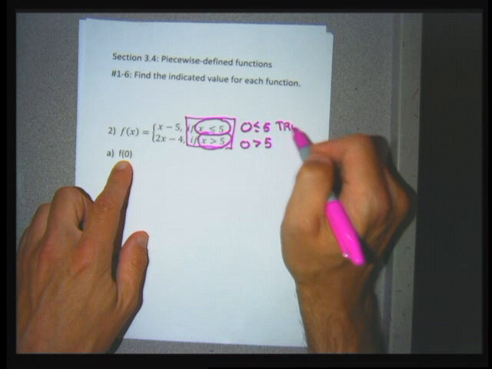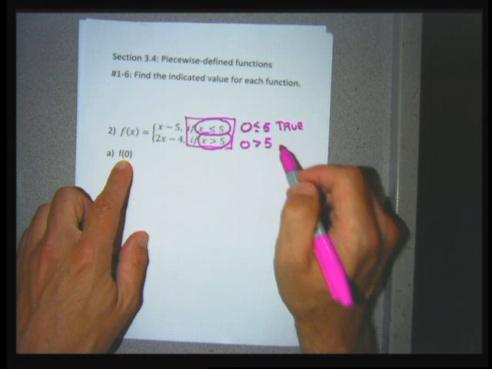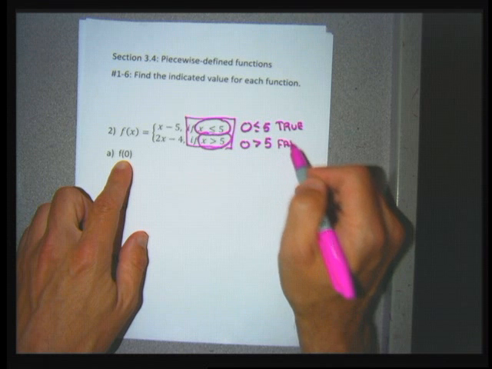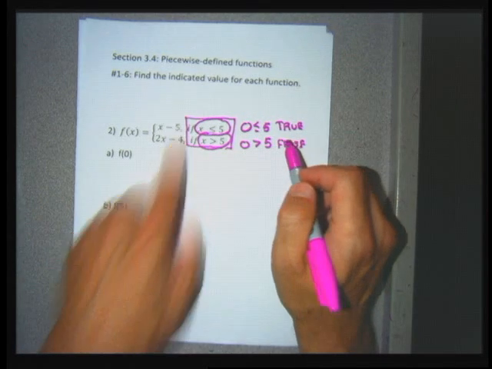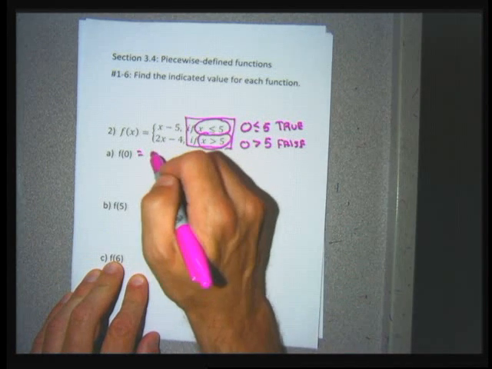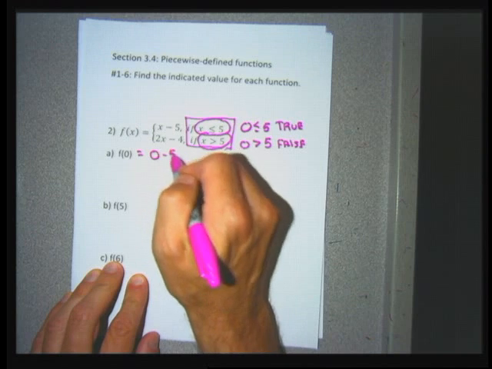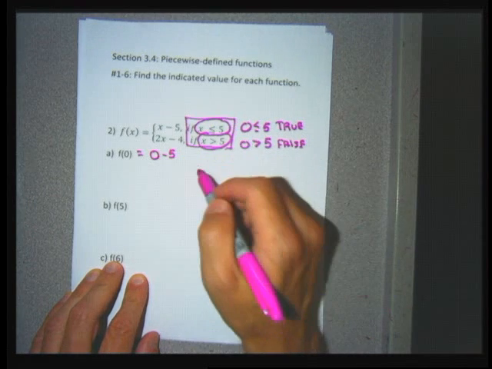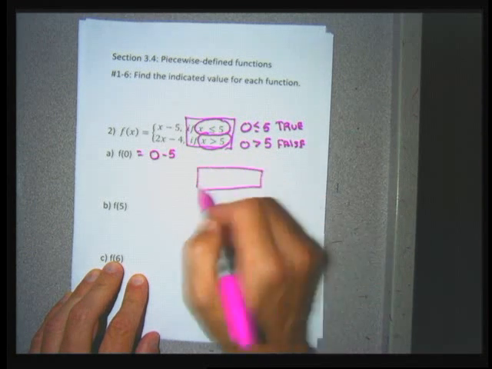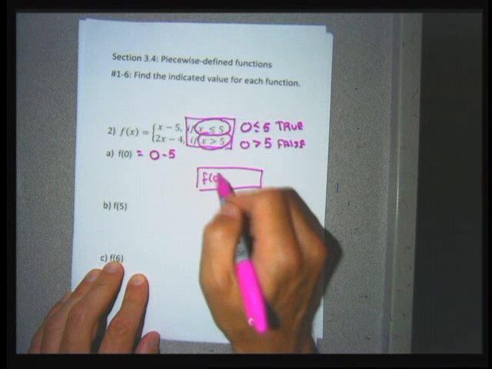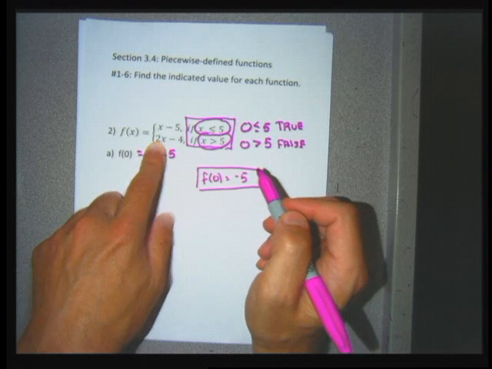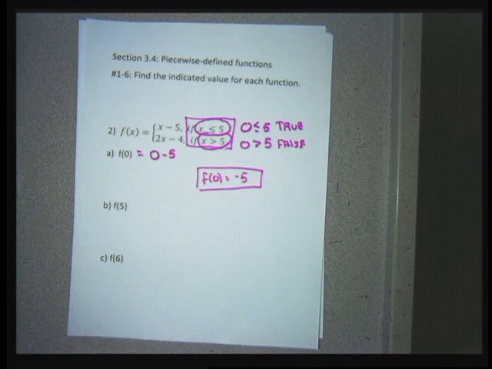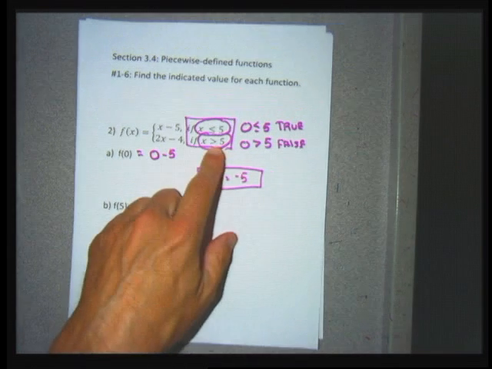And when I look at this, the top statement, it is true that 0 is less than or equal to 5. It's false that 0 is greater than 5. So I'm going to plug this 0 into the x minus 5 function. I'm going to say f of 0 is 0 minus 5, which is negative 5. So my answer to number 2a is going to say f of 0 equals negative 5. If you plugged it into the bottom function, the answer that you get is not going to be correct, because the bottom function is only good for values of x that are strictly bigger than 5.